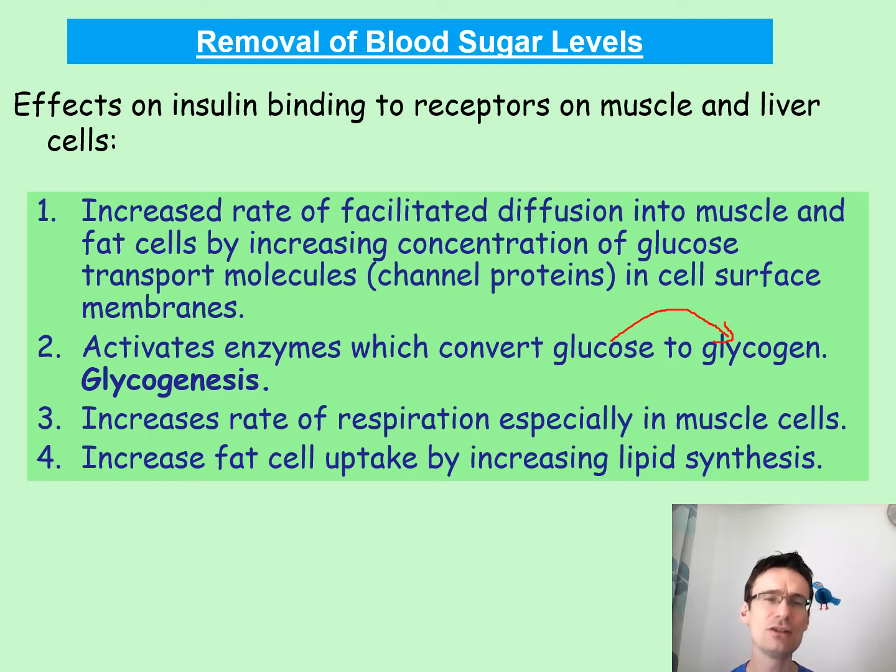We then increase the rate of respiration, and that obviously is going to use glucose because it's the chief respiratory substrate, and it's going to make sure that glucose is being used up, so that will help. And then we also increase the fat cell uptake by increasing lipid synthesis. What we're saying here is we can convert that glucose into fats, and then the fat cells can uptake them as a result, and that will lower the amount in the bloodstream.